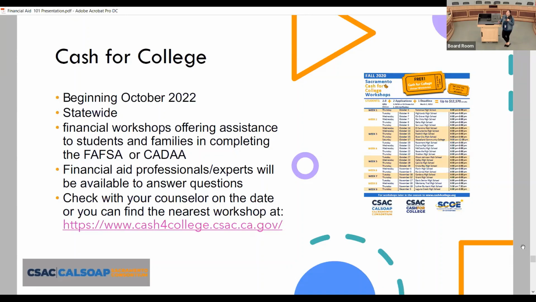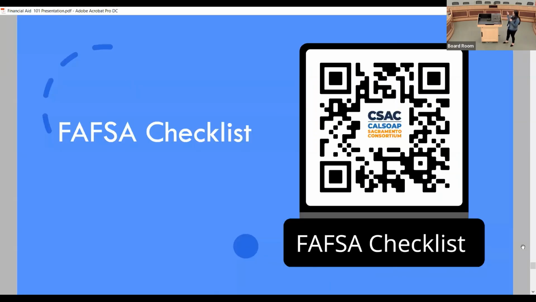100% free. Just like tonight, there's computers, there's sometimes snacks, there's people experts. Sac State's financial aid supports us, UC Davis, all of our Los Rios community colleges. Experts come and literally sit with you to make sure that your FAFSA and your CADA is submitted correctly and on time. So it's 100% free.